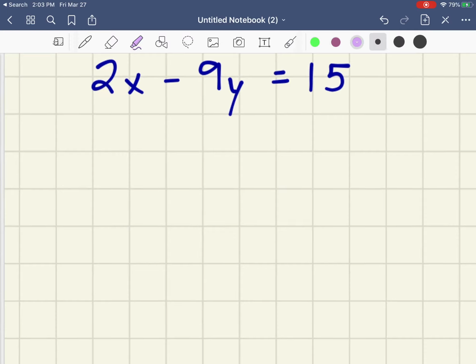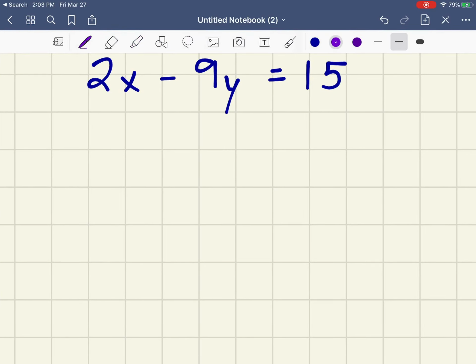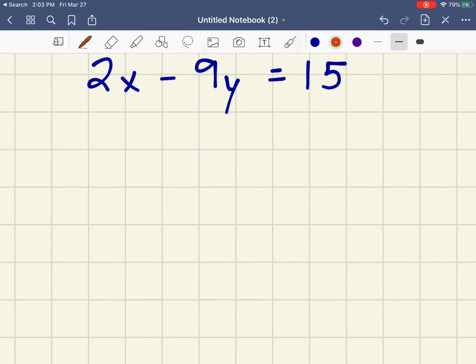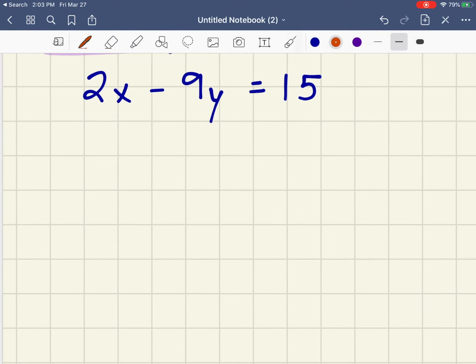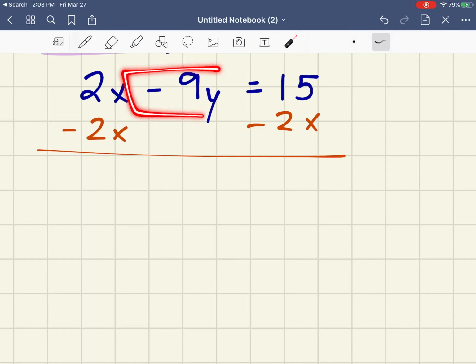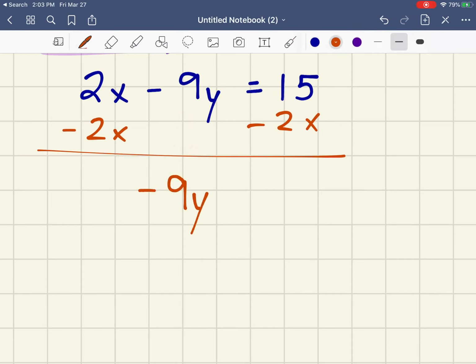Now what if I wanted to get an equation from standard form, like this one, into slope-intercept form? Well, I need y by itself. So you have a couple choices here. I think the most logical one is to subtract 2x from both sides. This example has a negative 9y right there on a subtraction. We're going to drop that down, but don't lose the minus or the negative in front of the 9.